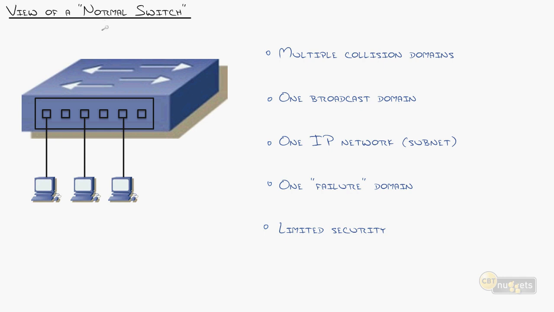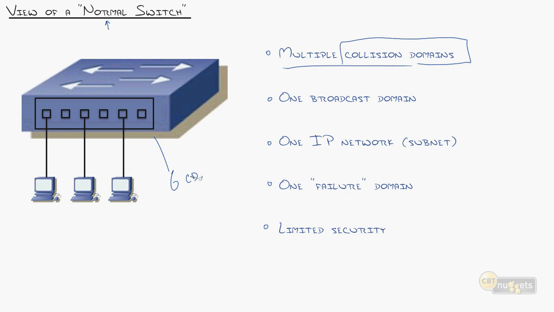When you have a normal switch, any switch is this way, you will have multiple collision domains. And you remember, collision domains mean how many people can send and receive at the same time, if we're using full duplex, which we are, which is equal to the number of ports on that switch. So if I have a switch with, well, what is this? 1, 2, 3, 4, 5, 6 ports, I have 6 collision domains.